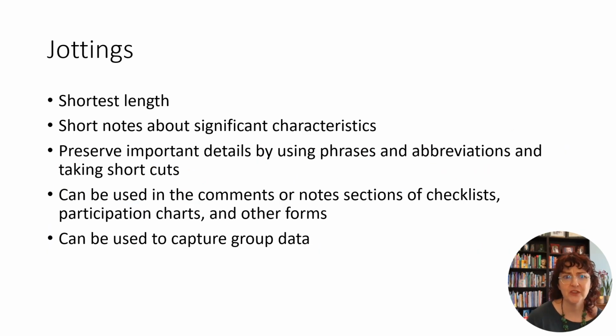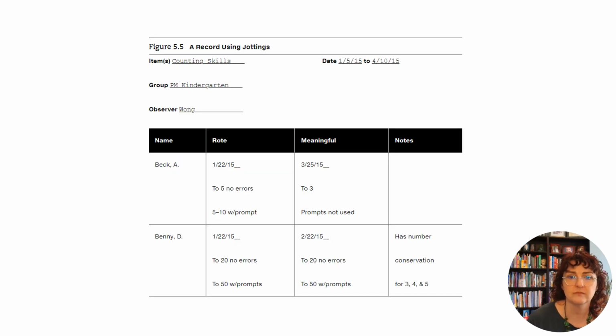Jottings are what you do most frequently. They're the shortest length, short notes about significant characteristics. It's important to preserve details by using phrases and abbreviations and taking shortcuts. These can be comments or notes as part of a checklist, a participation chart, or another form of data. And they can also be used to capture group data.